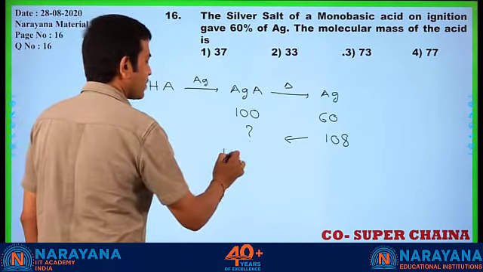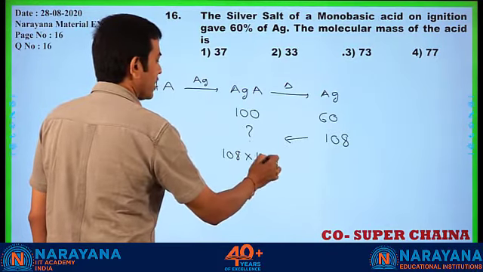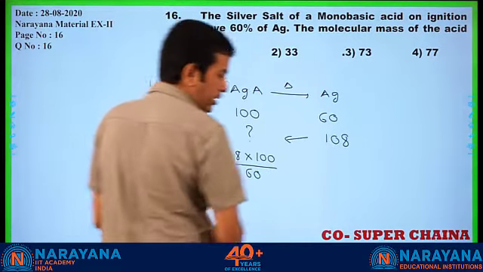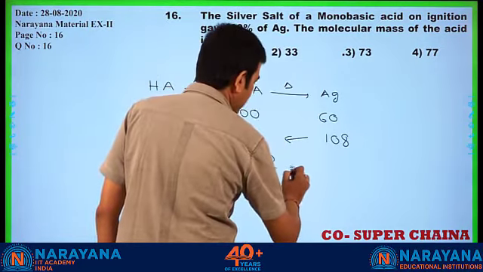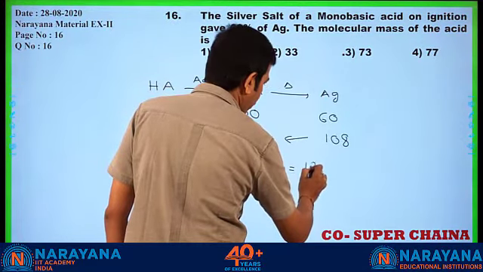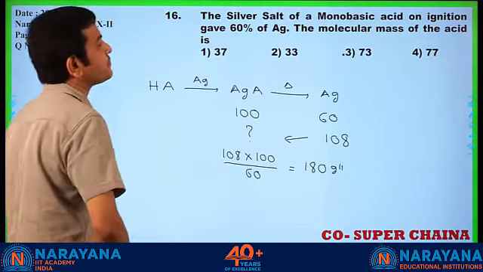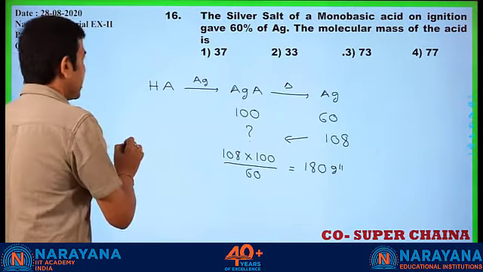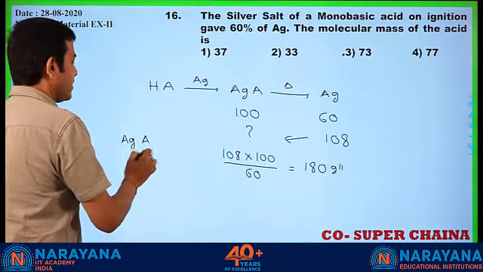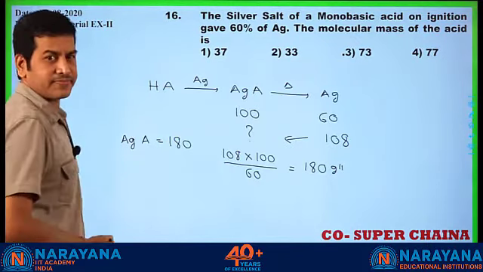Its value is 108 into 100 divided by 60, which is equal to 180. 180 grams is the value. So AgA has a molecular weight of 180 grams.